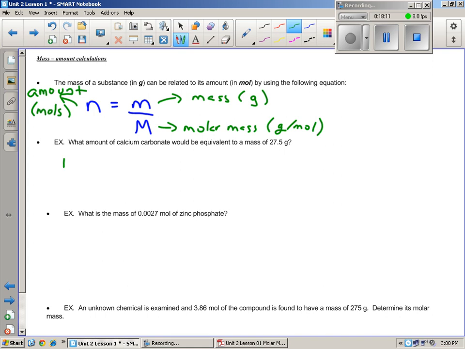So, simply put, we're going to use this formula, of course, n equals little m over big M. In this particular example we are looking for the amount, so we're looking for n, of calcium carbonate that has a mass of 27.5 grams. So 27.5 grams is my mass. What's the molar mass? Well, I have to figure that out for calcium carbonate. So I'm going to write that down over here, calcium carbonate.